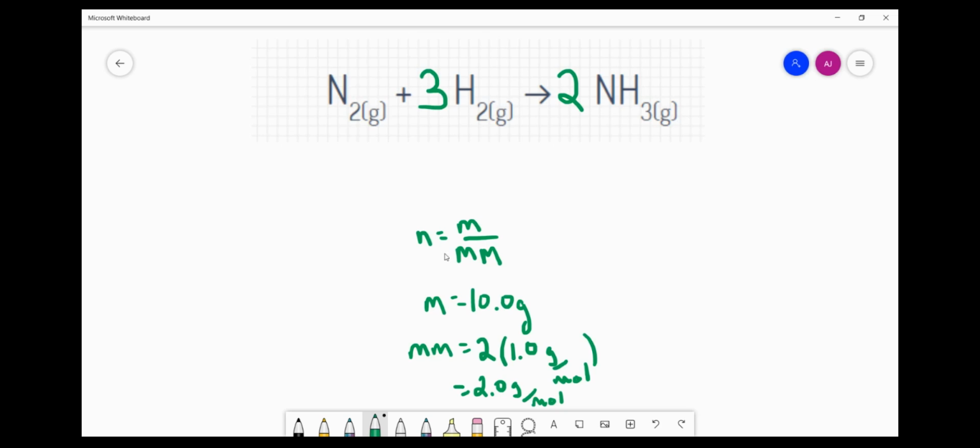So now let's plug this into the equation. And I know we're used to working up from the top to bottom, but hopefully you'll see why I'm working from bottom to top here. So my mass was 10 grams. And the molar mass is 2.0 grams per mole. I divide those two quantities. So we have 5.0 moles of hydrogen.